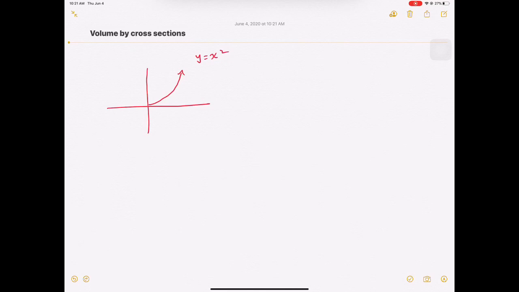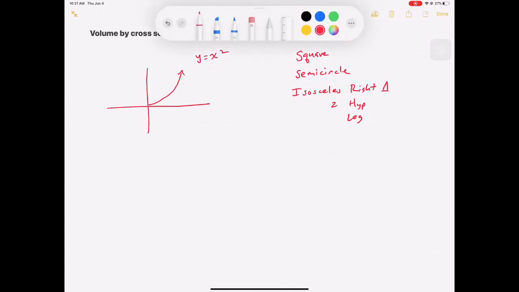So the ones that we're going to use today, we're going to use a square. We're going to use a semicircle. We're going to use an isosceles right triangle. And then we have two versions of this, okay? We're going to have it sit on its hypotenuse and also on its leg. Okay, two versions. One version using a hypotenuse and two using a leg. Okay, so we'll work on these three examples today.